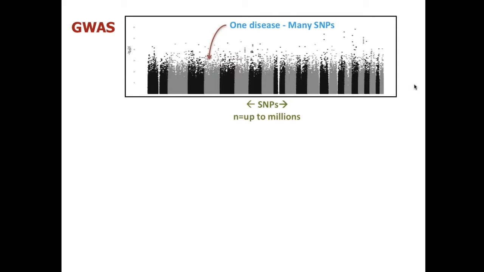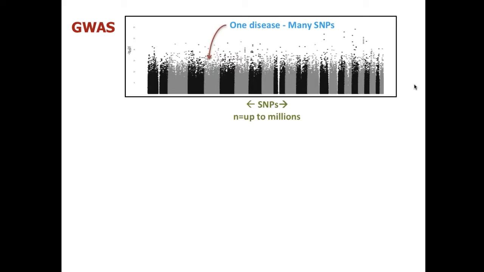On the x-axis, you have the chromosomes and the SNPs. On the y-axis, negative log P. And then what you're looking for is the association between each variant and a phenotype status. So RA, yes, no. You go through about a million SNPs and you're doing a million comparisons to see if that SNP is related to rheumatoid arthritis.